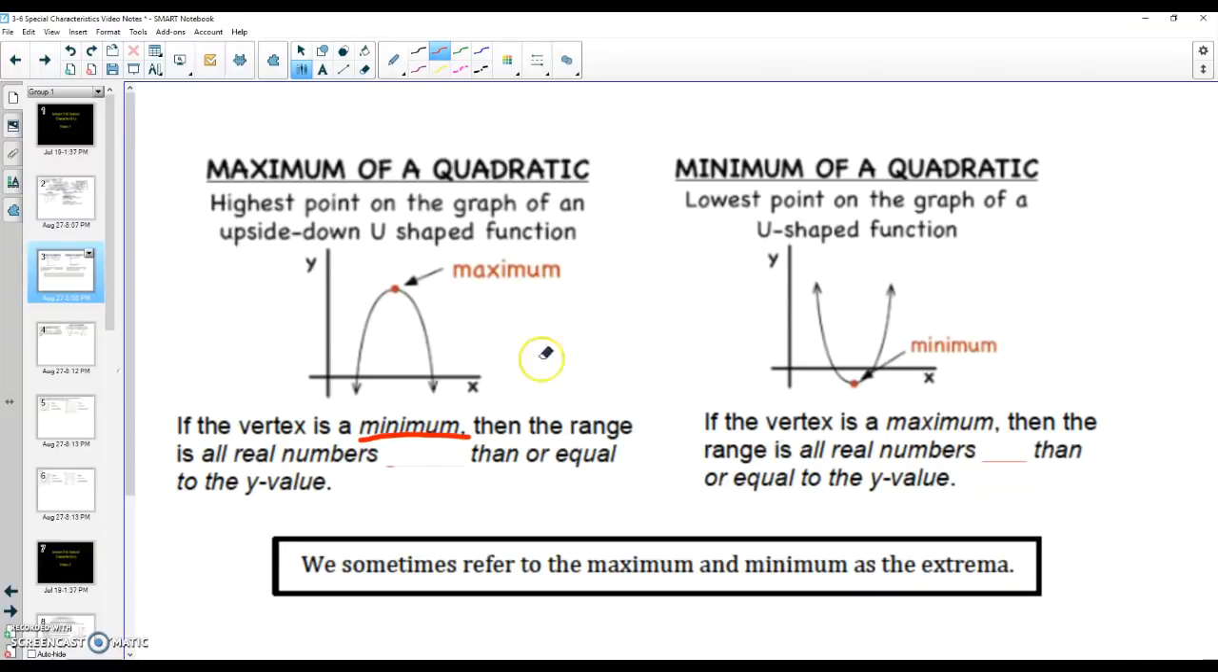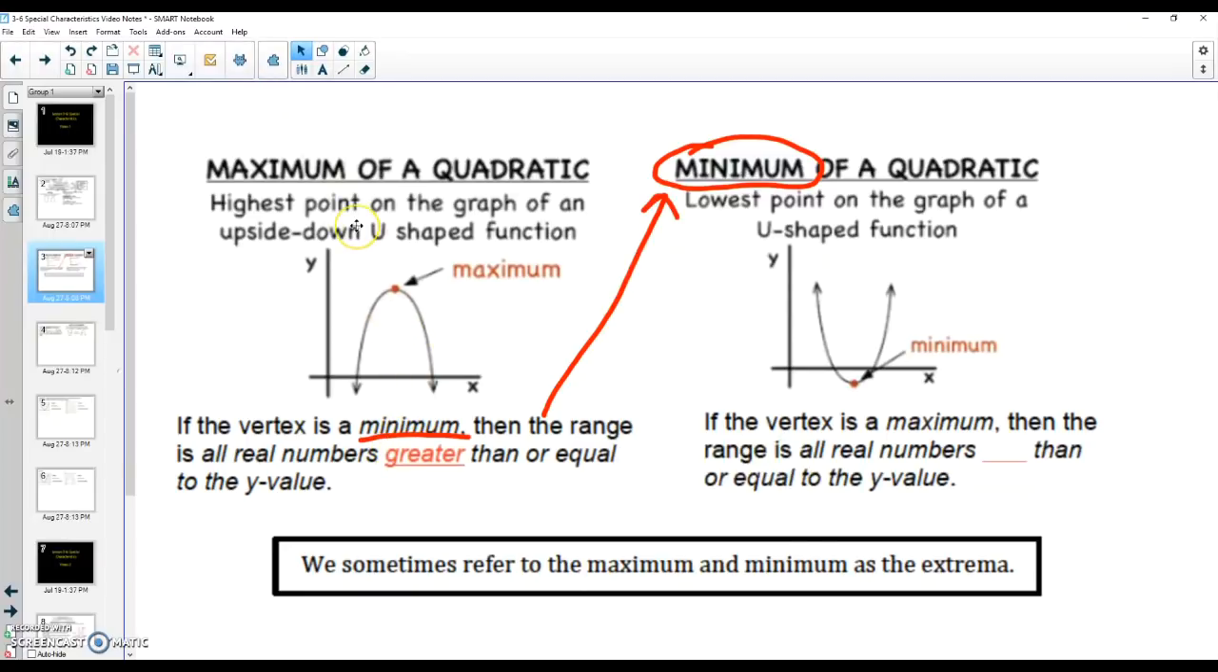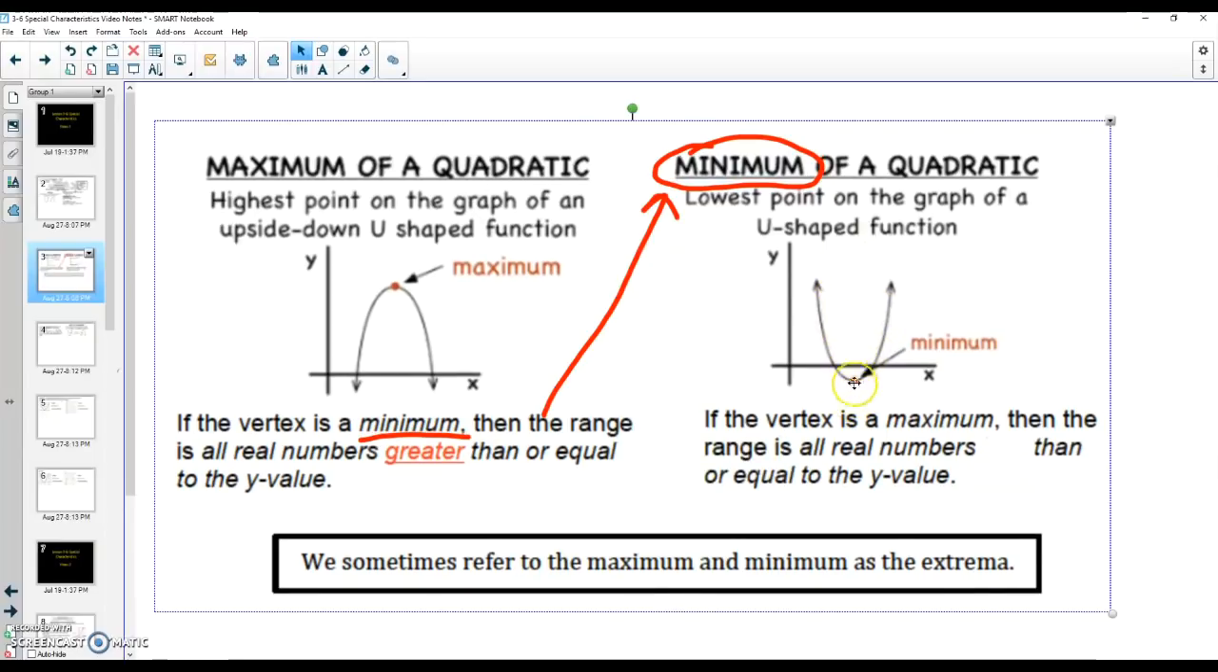Alright, just to avoid some confusion, the notes got a little bit misaligned. We are talking about the minimum right here that's going to match up with this example over here where we have a minimum. But if we're looking at the vertex and we're looking at the range, then the range is going to be all real numbers greater than or equal to the y value. So our range will start with this little red dot here and will include all the y values that go up from there. So it would be y greater than or equal to whatever that y value is.